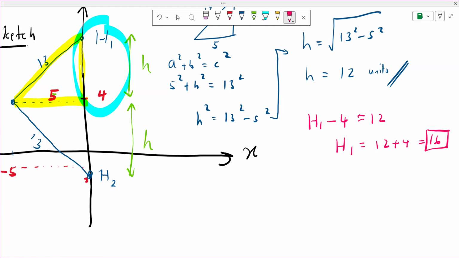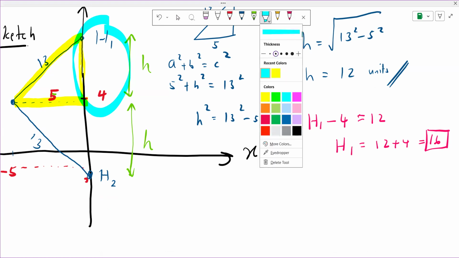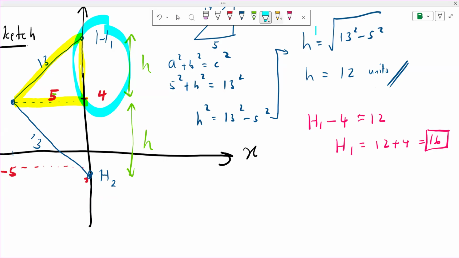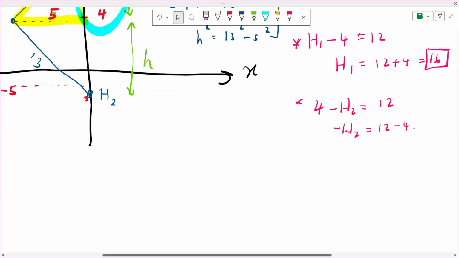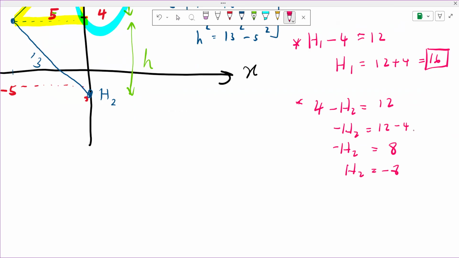And here also, the other way around is going to be 4 minus h2. Always subtract the smaller number from the larger number. So 4 minus h2 will be equal to 12 as well. So minus h2 is equal to 12 minus 4, minus h2 will be equal to 8, so h2 is equal to minus 8. We get the answer right away.